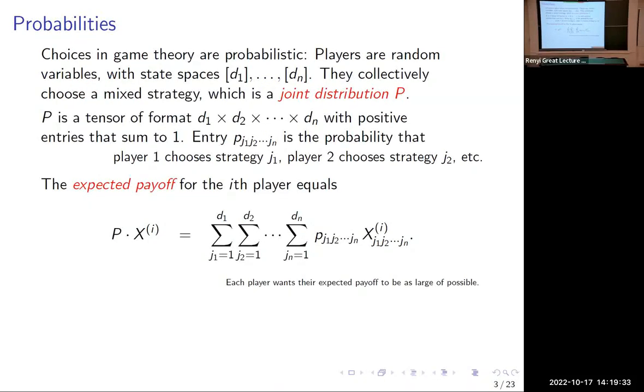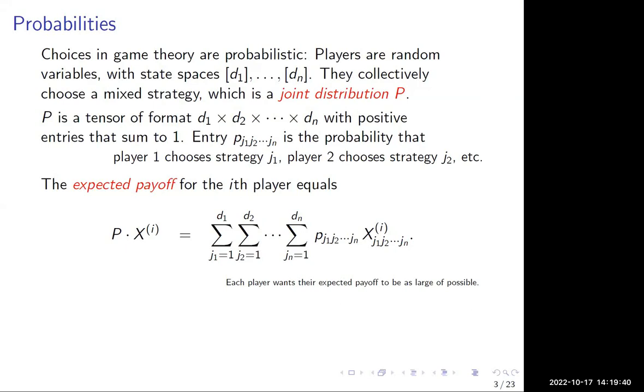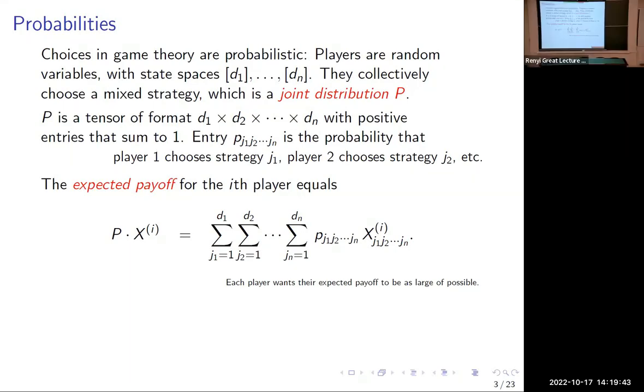Now, the choices really are probabilistic. So think about the players as random variables. These are discrete random variables with finitely many states. The bracket [d_i] is the set of the first d_i positive integers. So every player is a random variable. And then the players collectively choose a mixed strategy, which is a joint probability distribution for these states. Now, the distribution, again, is a tensor of the same format. The entries are positive numbers. I will assume today, for simplicity, that there are no 0 entries, that all probabilities are positive and they sum to 1.